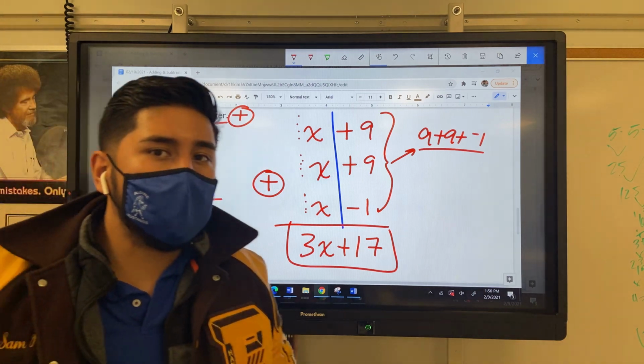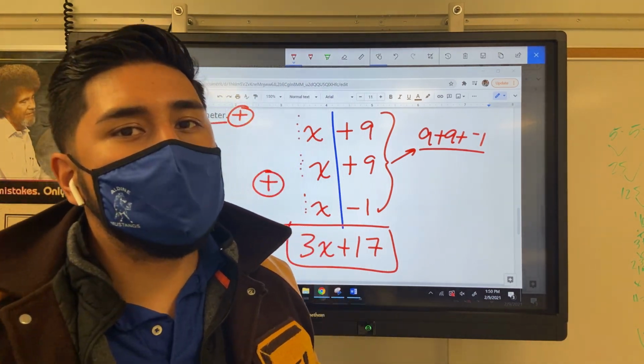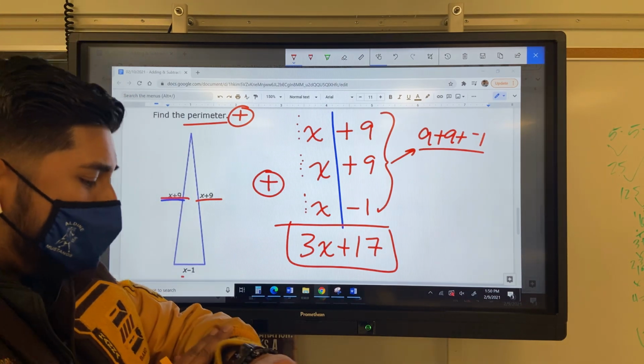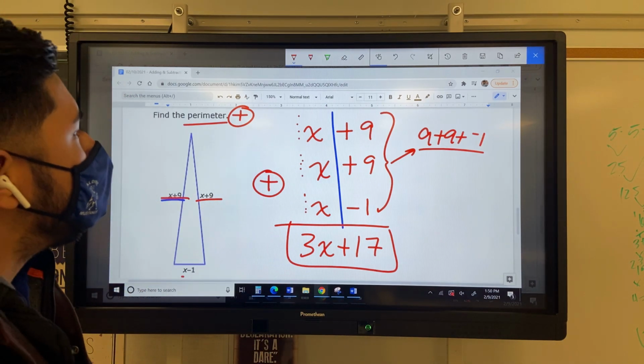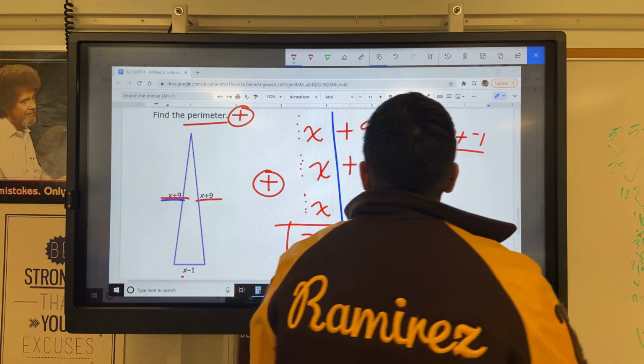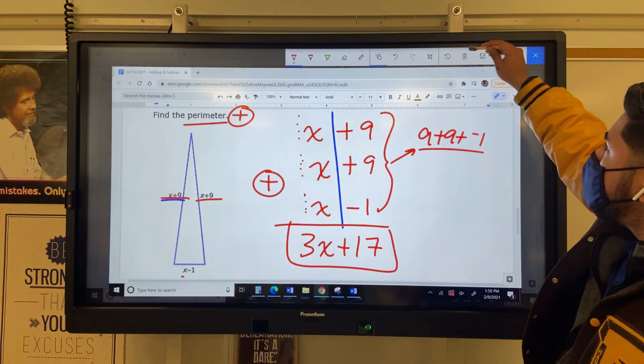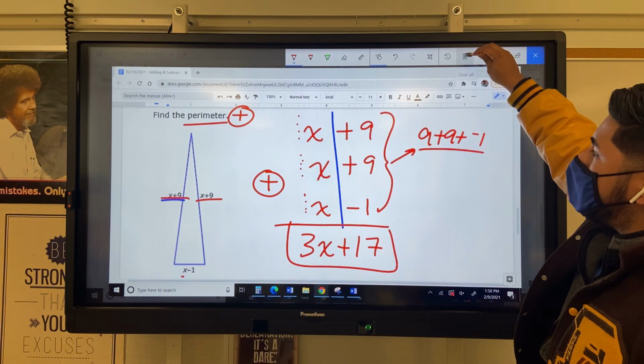Pretty simple, pretty simple. We're just adding and subtracting, just making sure we know who we're adding correctly and who we're subtracting correctly. Last one.